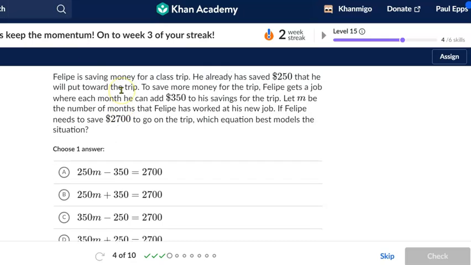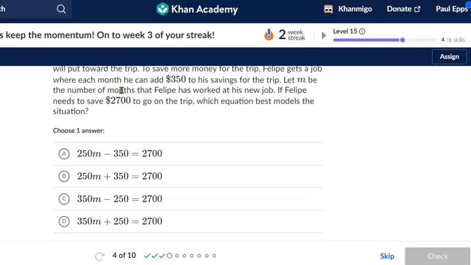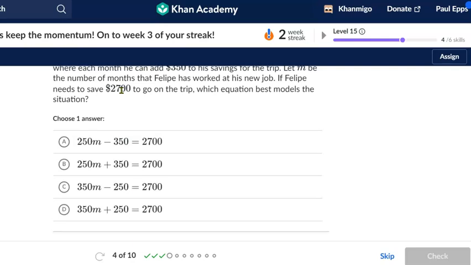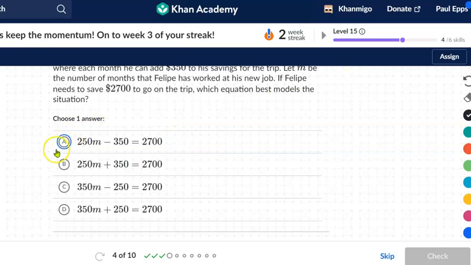All right, so looking at this, he starts with $250. We're not multiplying 250 times anything. These are gone. Subtracting 250 doesn't make sense. $350 a month plus 250 equals $2,700.